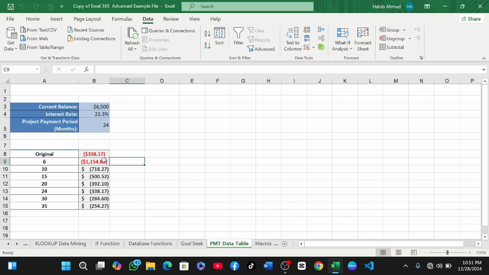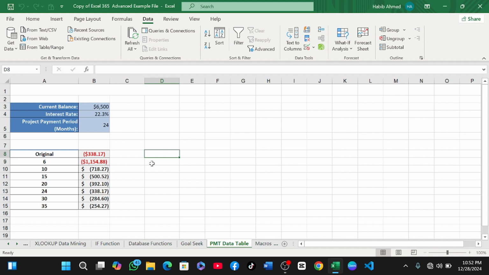Now Excel did it for you, all of them. You can see now it says if you want to pay for a period of 10 months, you will pay $718 each month, $500 for a period of 15 months, $390 for a period of 20 months, 338 for a period of 24, 300 and 284 for a period of 30 months. You can see, and 254 for a period of 35.